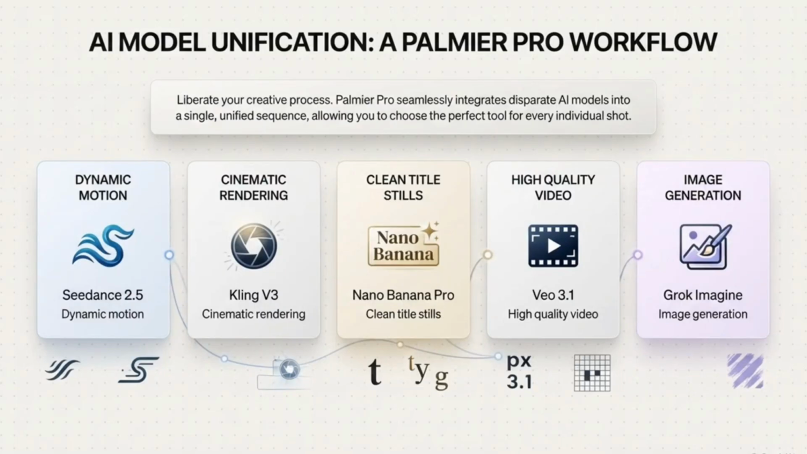And you're not boxed into one ecosystem either. You could use CDance 2.5 for highly dynamic, realistic motion, and then switch to Kling V3 for a photorealistic cinematic shot right next to it. Need a clean title still? Drop in Nano Banana Pro. You choose the absolute best model for every single block, all inside the exact same sequence.